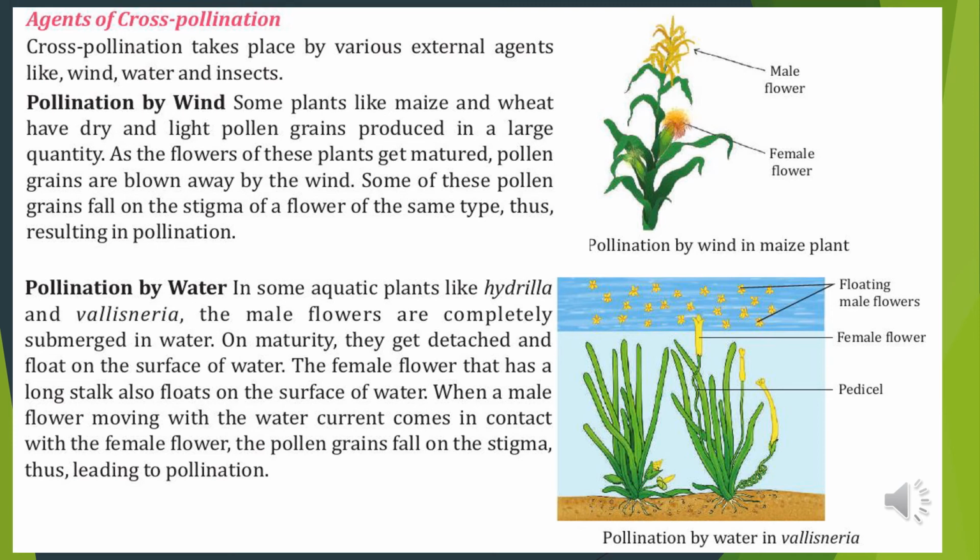Second one is pollination by water. In some aquatic plants like Hydrilla and Vallisneria, the male flowers are completely submerged in water. On maturity, they get detached and float on the surface of water. Detached means separated. The female flower, which has a long stalk, also floats on the surface of water. When a male flower moving with the water current comes in contact with the female flower, the pollen grains fall on the stigma, thus leading to pollination. So with the help of water, in Vallisneria and many other aquatic plants, pollination happens.